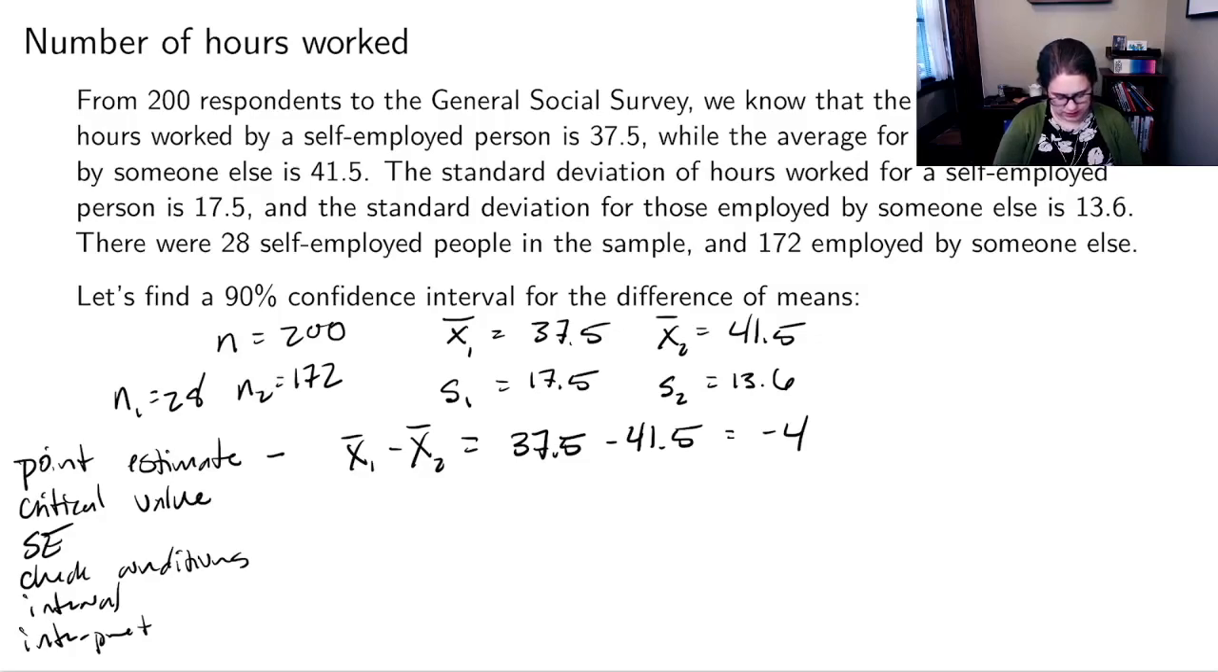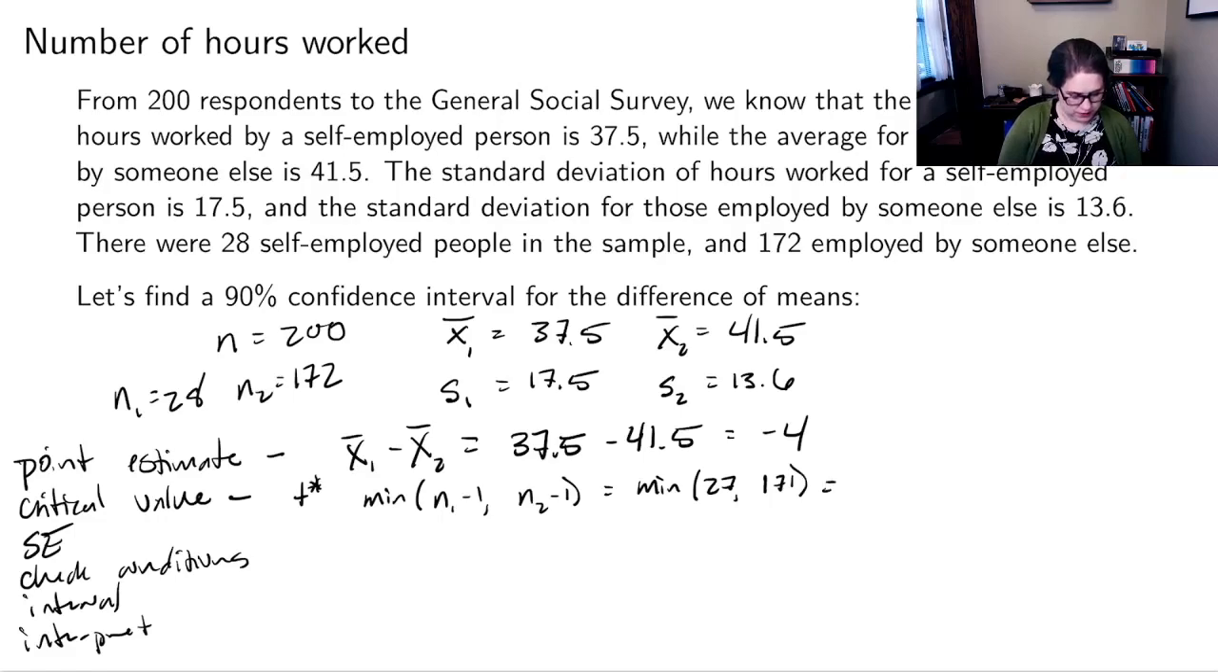So we've got our point estimate, then we've got our critical value. And this is going to be a t-star value. It's going to come from a t-distribution. And the t-distribution is going to have the minimum of n1 minus 1 and n2 minus 1 degrees of freedom. So that's going to be the minimum of n1 minus 1, that's going to be 27, and n2 minus 1 is 171. The minimum of those two numbers is 27. So I'm going to look at a t-distribution with 27 degrees of freedom. And I'll go to StatKey to do that.